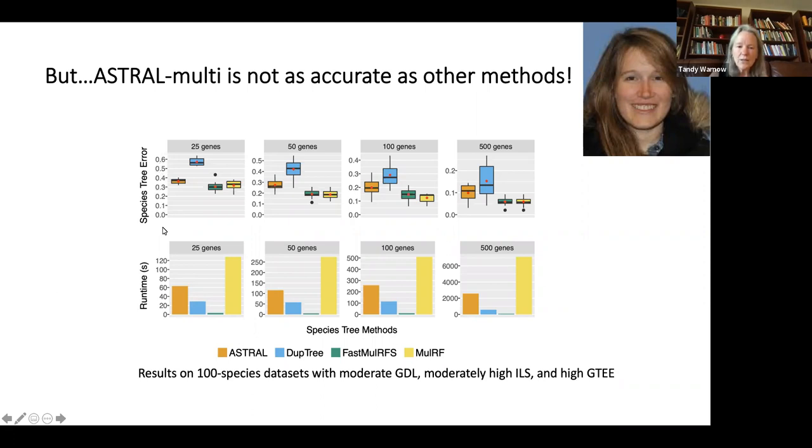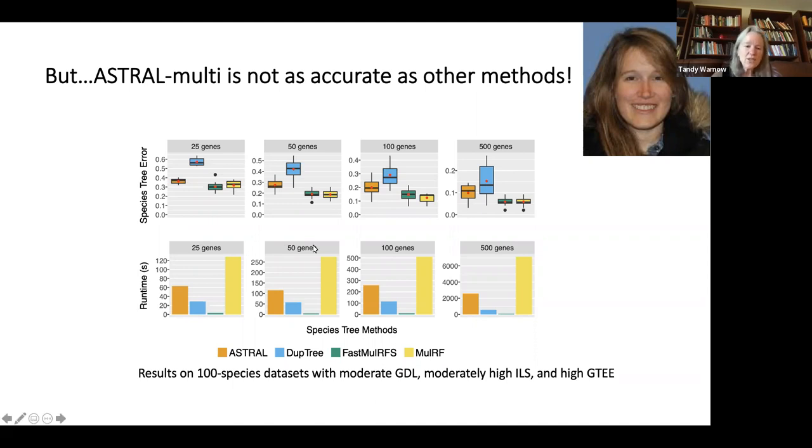Let's look at the species tree error. This is again ASTRAL-multi. It's not as good as these two heuristics for the Robinson-Foulds supertree. Here's at 50 genes, ASTRAL-multi is over here. Here are the two heuristics for Robinson-Foulds supertrees. At 100 genes, here's ASTRAL-multi, and the Robinson-Foulds supertrees are better. And again, at 500. So what you're seeing is that for whatever reason, even though ASTRAL-multi is statistically consistent, it is not as accurate as some other methods.